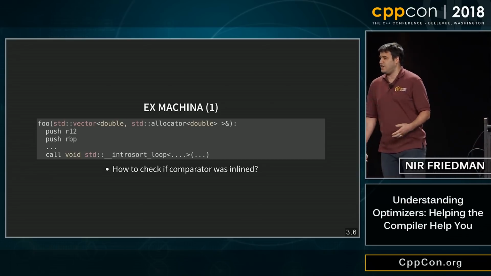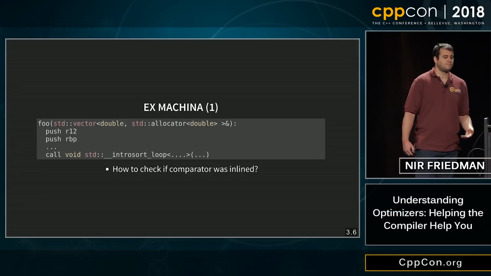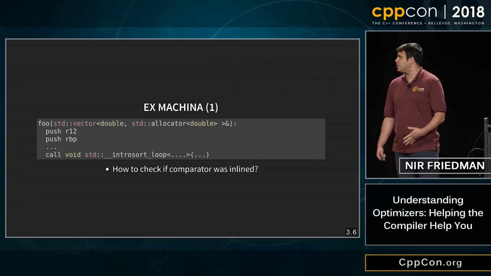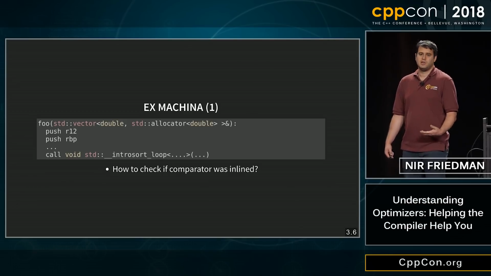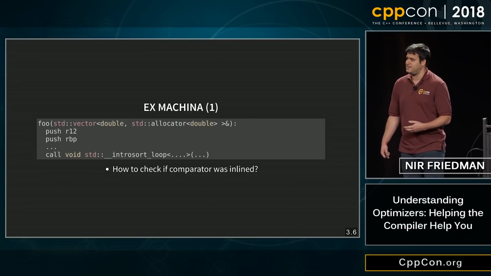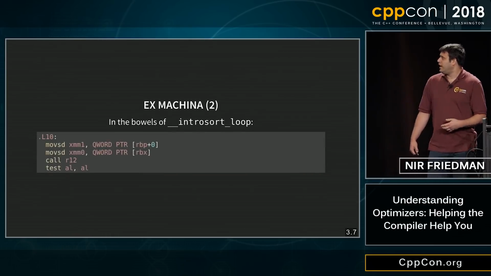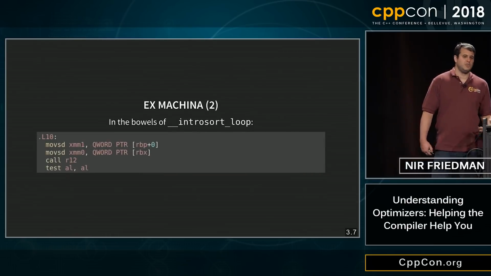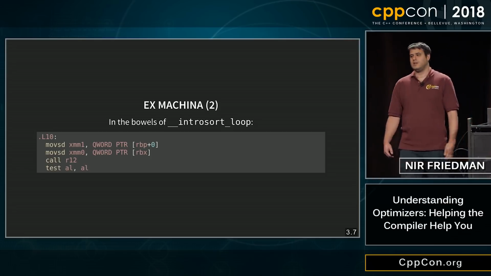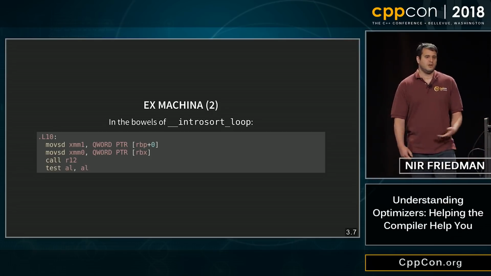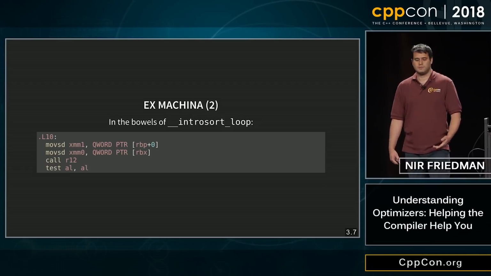So we look deep inside our function. And when you look deep inside the function, you'll see a call to this intro sort loop. Introsort is the hybrid sort that the standard sort uses. And deep inside its bowels, if you go through the assembly, you'll find this call r12. R12 is a register, and call is calling it. So there's an indirect jump, okay?